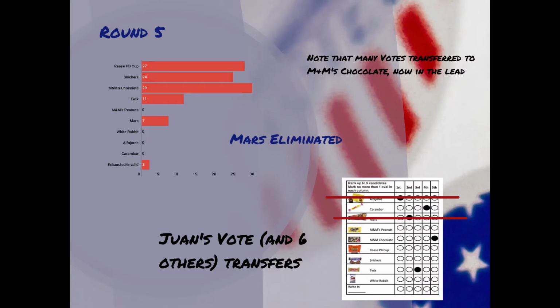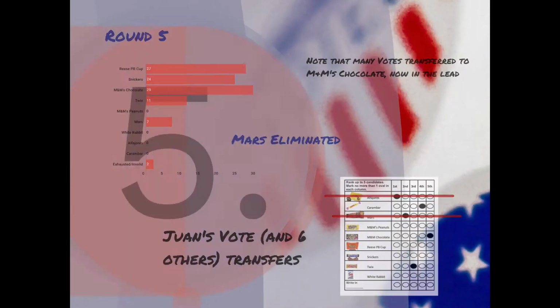Whoever voted for Mars as their first choice will have their vote transferred, as we've seen before. And Juan, whose vote already transferred from his first to second choice, now has to transfer to his third choice because Mars, his second choice, is eliminated. And as we continue the process, we're almost at the end.